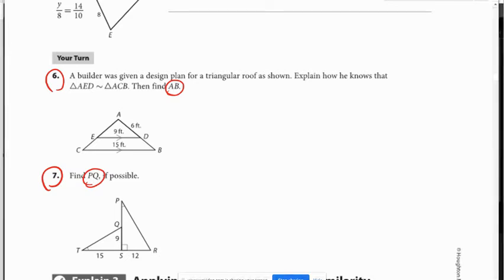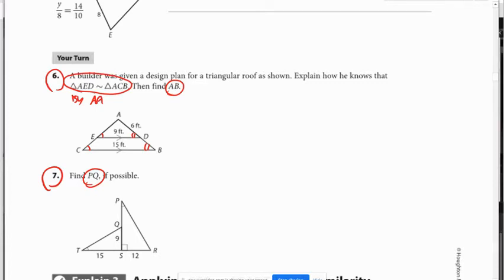So for number 6, we can see that since these lines are parallel, the corresponding angles would be congruent. So those two angles would be congruent, and those two angles would be congruent by corresponding angles. So the two triangles are similar by AA. So we can say these are similar by AA.